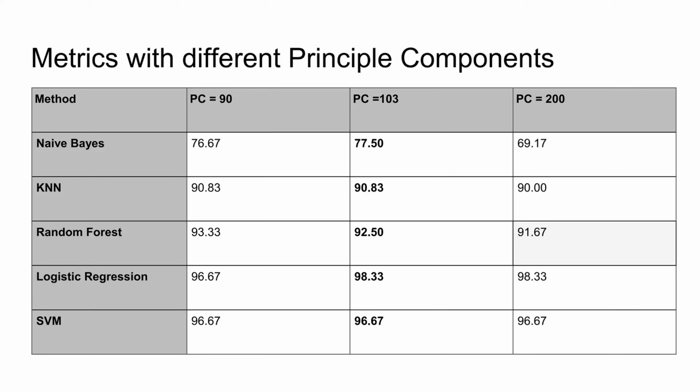5. Support vector machine, SVM. Performance trend: the performance remains constant at 96.67% across all PC configurations. Interpretation: SVM's performance is consistent regardless of the number of PCs, indicating that it is robust to the dimensionality of the feature space in this range.